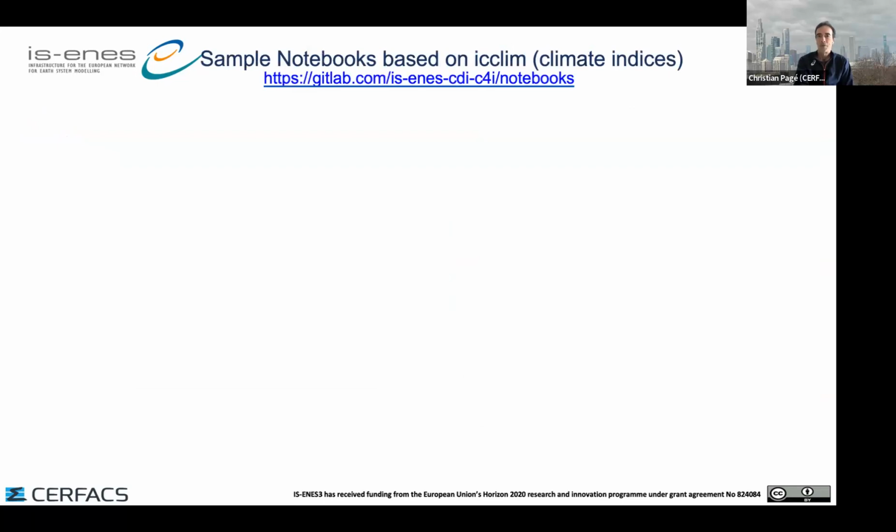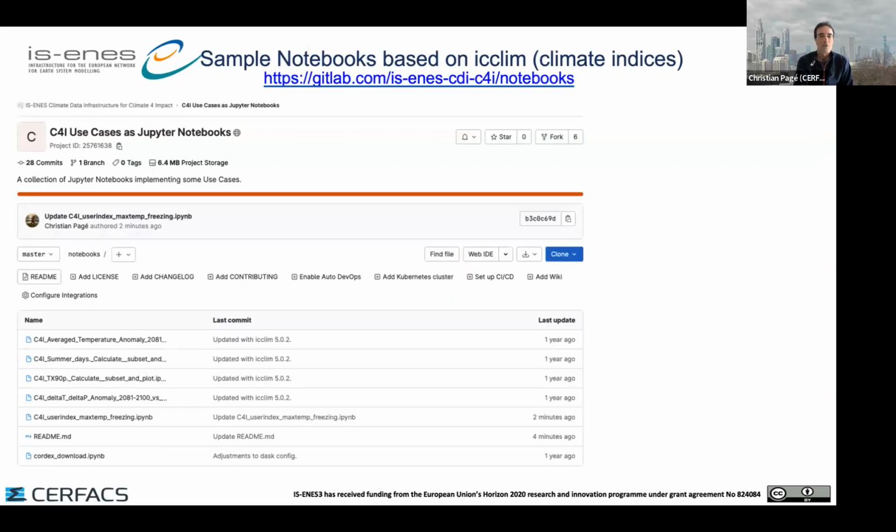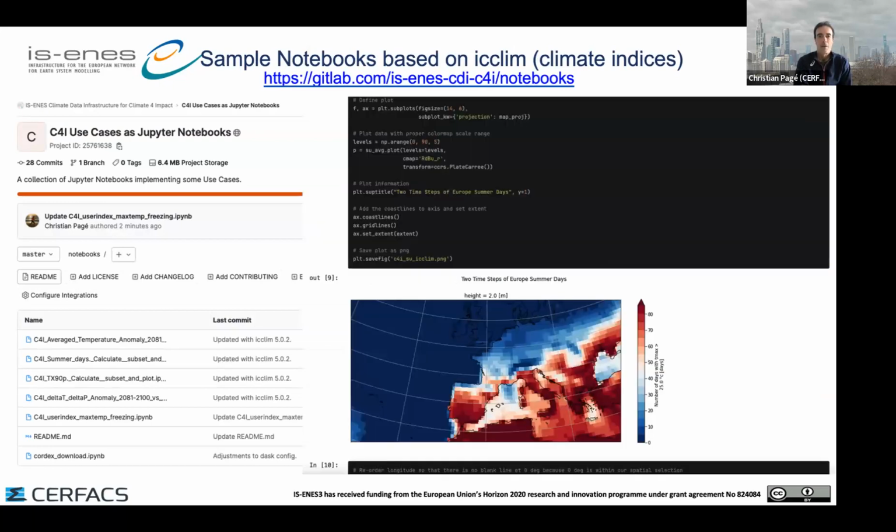We have sample notebooks based on icclim to compute climate indices. So it's hosted on GitLab. So we have 5 notebooks. They will be updated soon because the user index 1, so the last one, is no longer relevant because we now have generic climate indices. And in those notebooks, you also have some tips on how to deal with pre-processing and especially post-processing the data to plot it in nice ways, and to also overcome some limitations in Matplotlib and Cartopy.